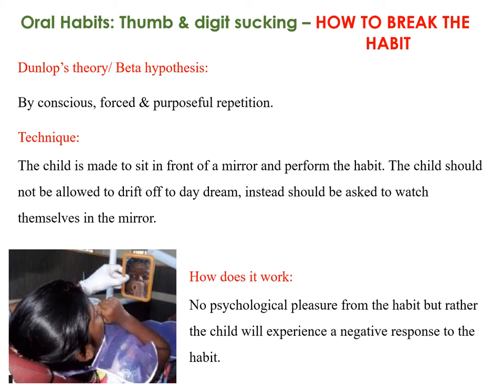However, there is a particular technique you can follow. You have to make the child sit in front of a mirror and perform the habit. The child is not allowed to drift away or look elsewhere, but rather concentrate on looking at himself or herself in the mirror. This creates an unpleasurable experience for them, and the psychological pleasure which they actually receive by performing the habit is negated, and then they will find it less and less pleasurable, thereby leading to a cessation of the habit.